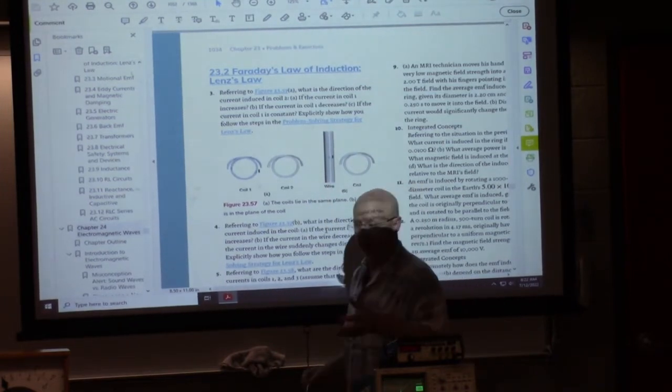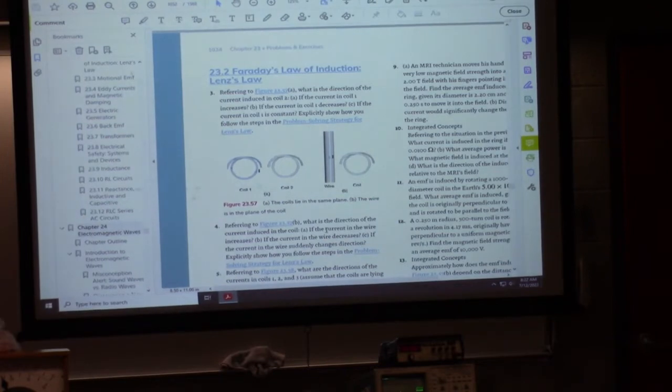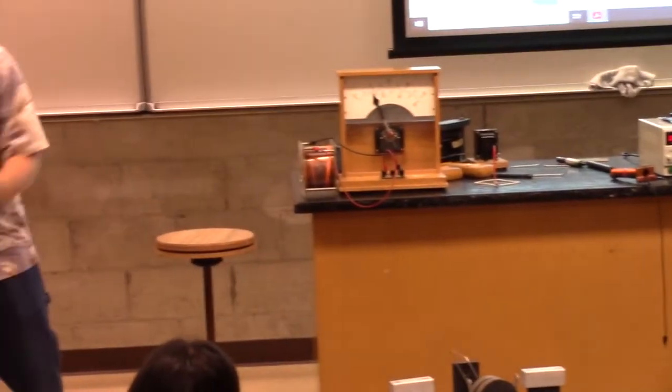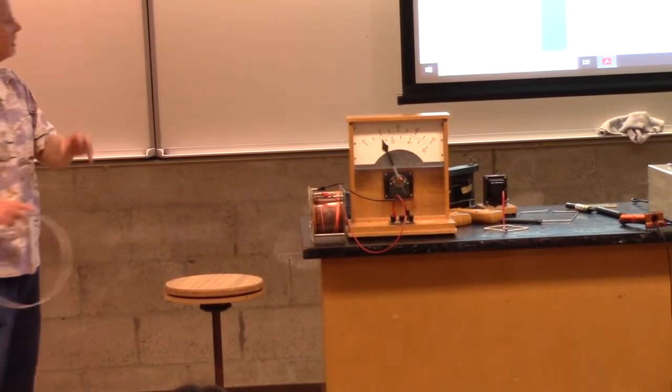And that's again like we saw with these experiments where I move the magnet. Is this thing still hooked up? I guess not. But current goes one way, and then it goes the other way. And so it's the change in flux. We always want to focus our attention on the change.